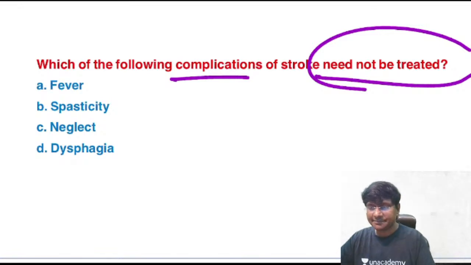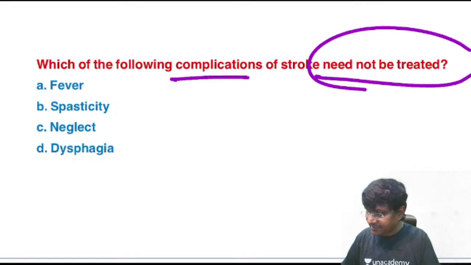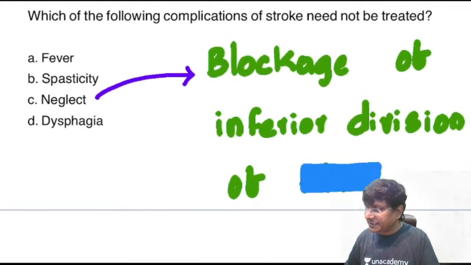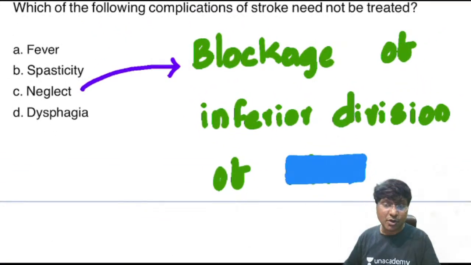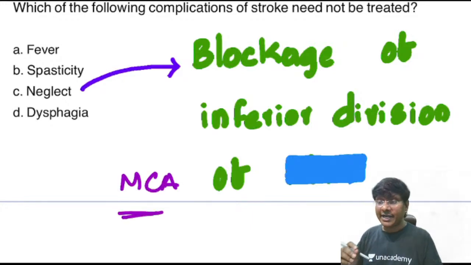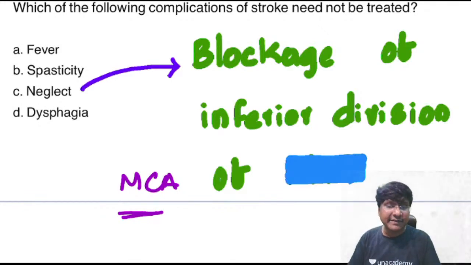Need not be treated. Okay, so the one which need not be treated is the neglect, right? So when will the individual develop this neglect? The individual develops this neglect whenever there is blockade of the inferior division of the middle cerebral artery.